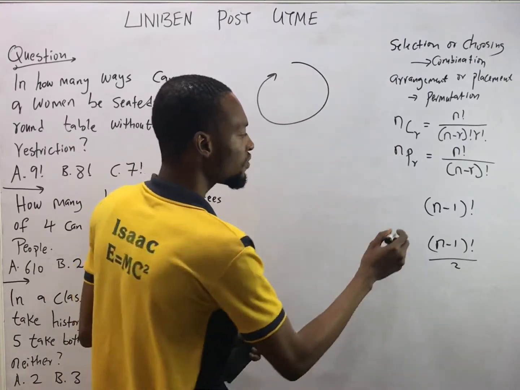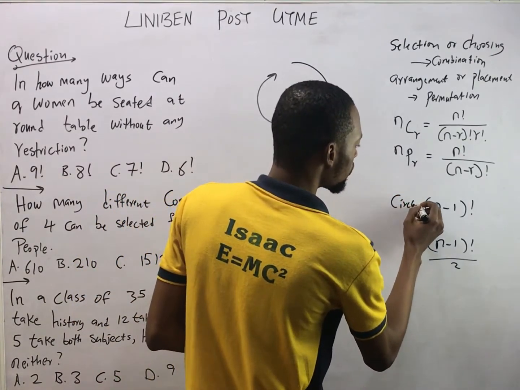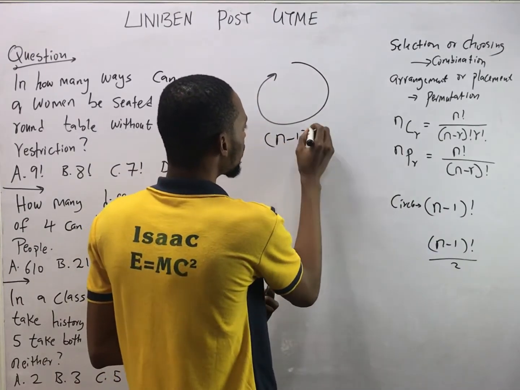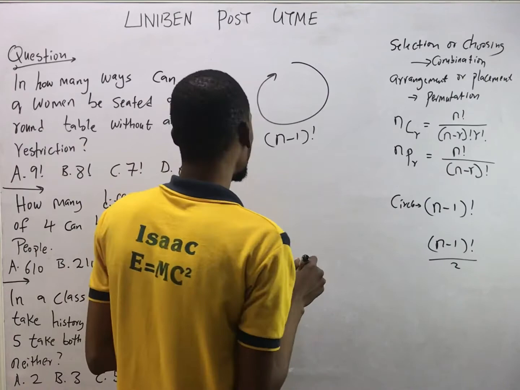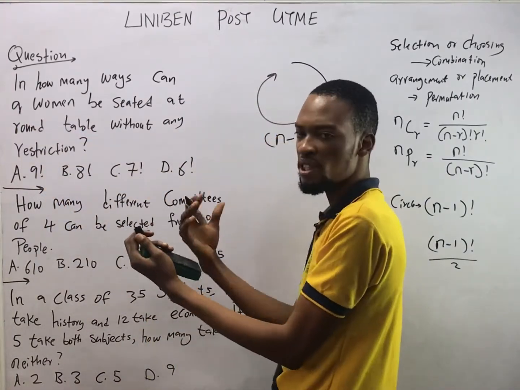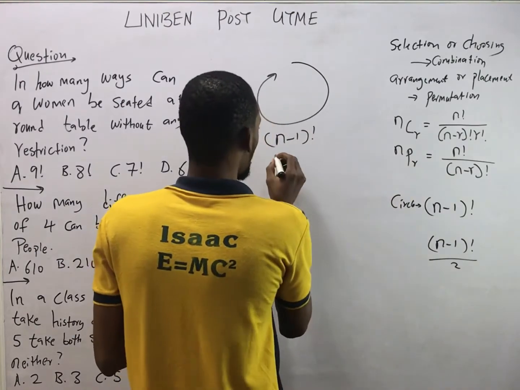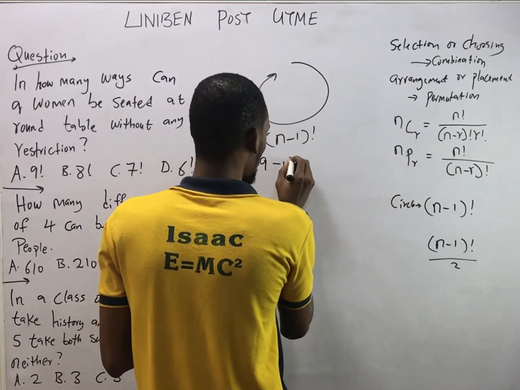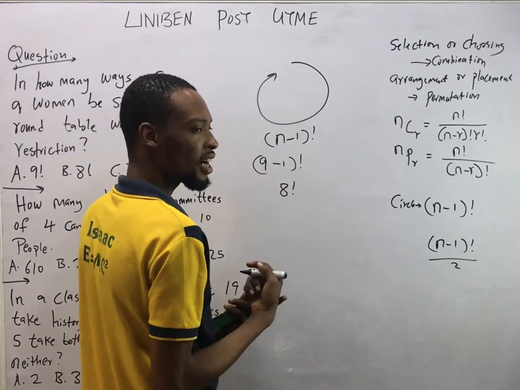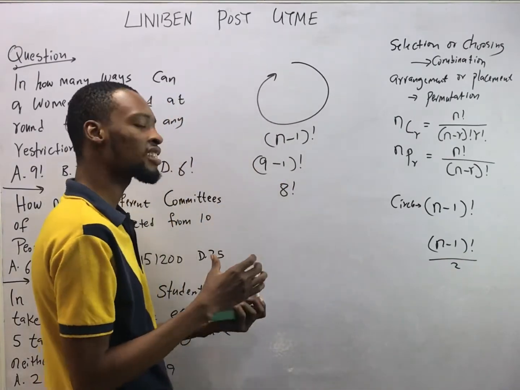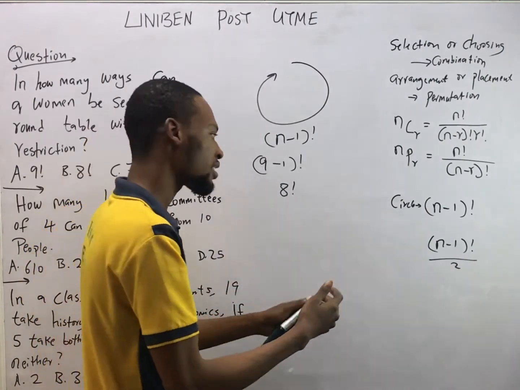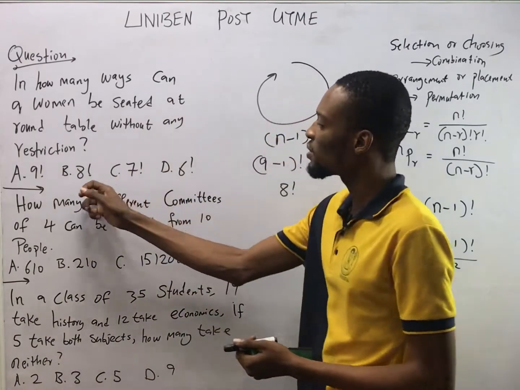So for a circle, I gave this formula for circular permutation. The arrangement in the circle is simply n minus 1 factorial, and n is 9. We're talking about 9 women. So this is 9 minus 1 factorial, which is 8 factorial. And 8 factorial is 8 times 7 times 6 times 5 times 4 times 3 times 2 times 1. You give your answer. But in the options, they didn't break it down.